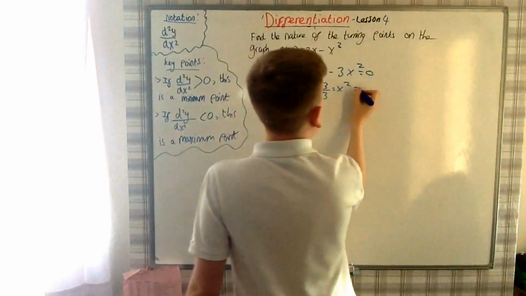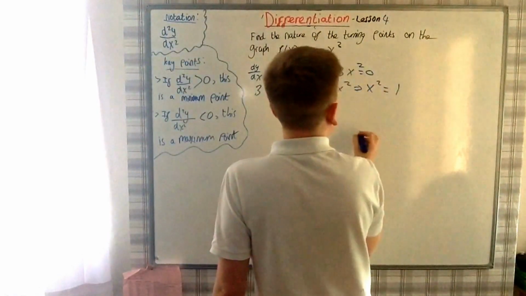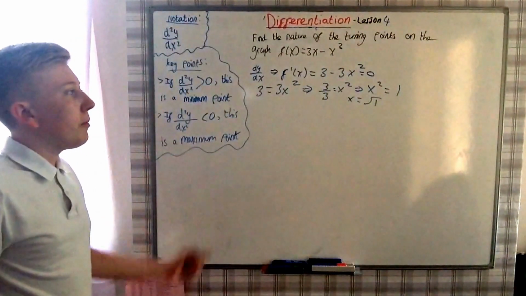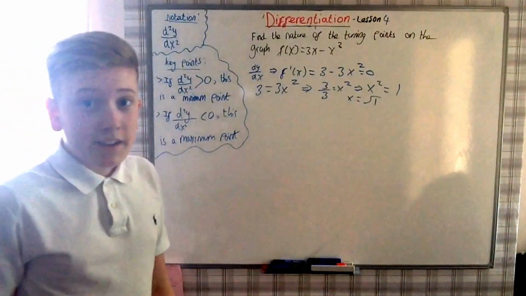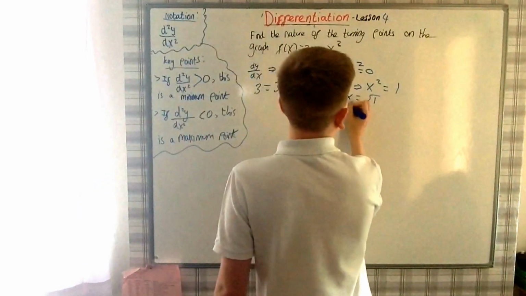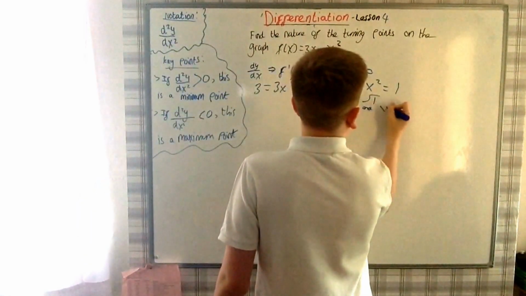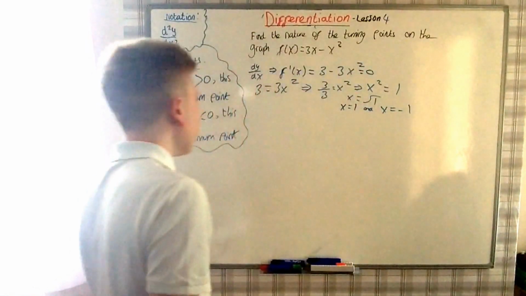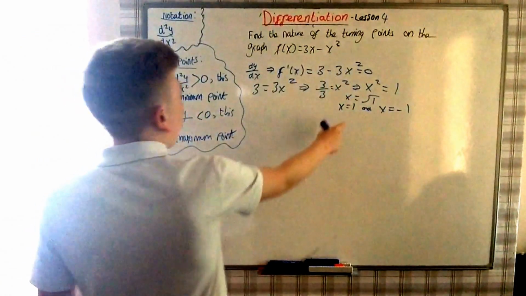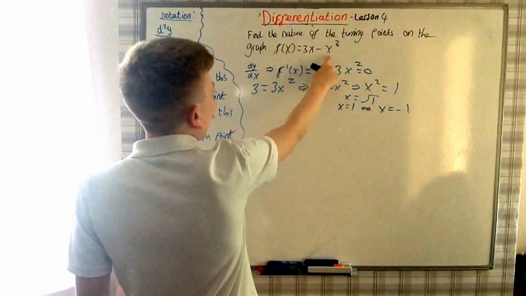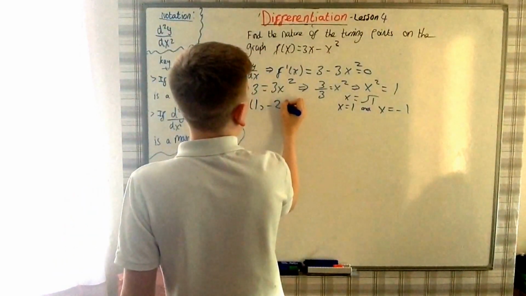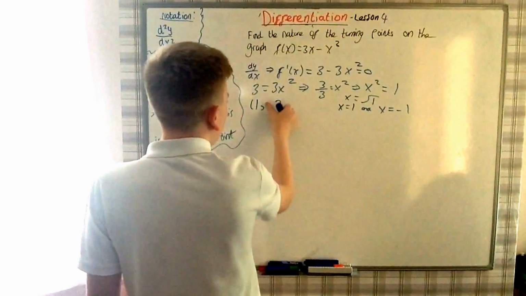So x squared equals 1. So x equals root 1. Now, a mistake a lot of people make is that root 1 is 1, which is correct, however it's also minus 1. So we're going to get two answers here. We're going to get x equals 1 and x equals minus 1. Now we can substitute this into the original equation to get our y coordinates. Substituting 1 into here, we get 3 minus 1, which is 2. So we're going to have one coordinate at 1, 2.